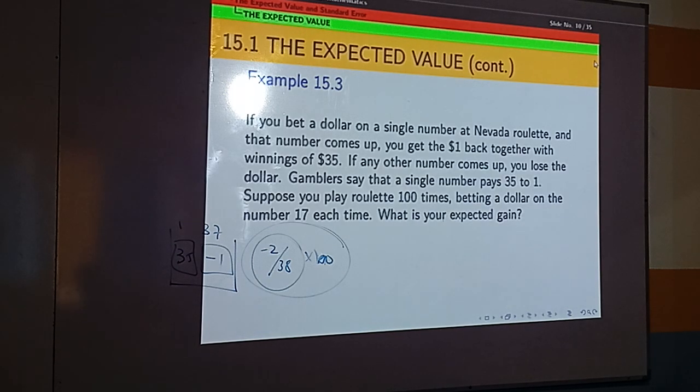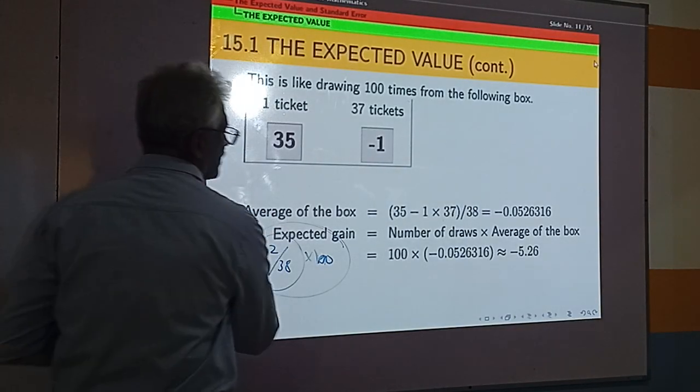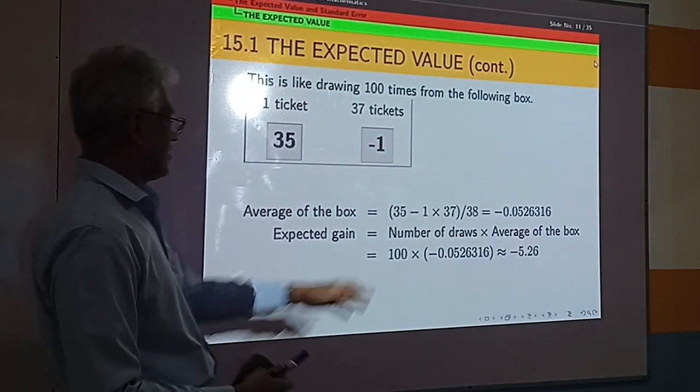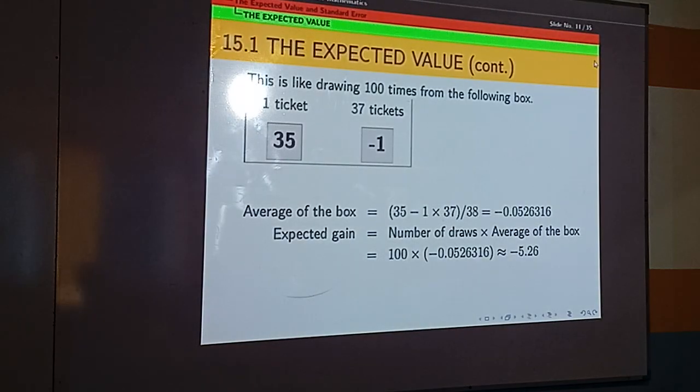So it's like drawing from this box. This is the expected gain after 100 plays. You are bound to lose only about $5 after 100 games, if you are betting $1 each time. It's not bad.